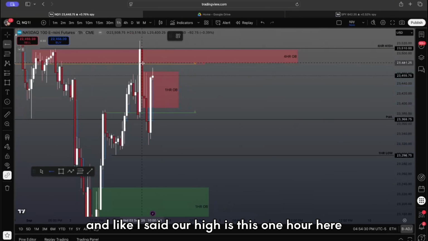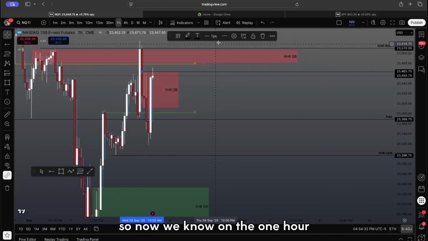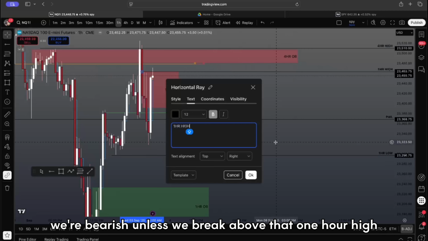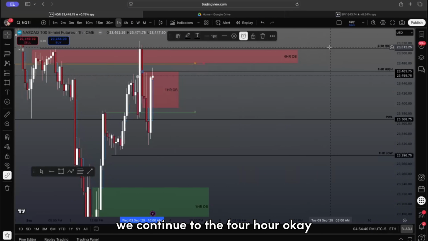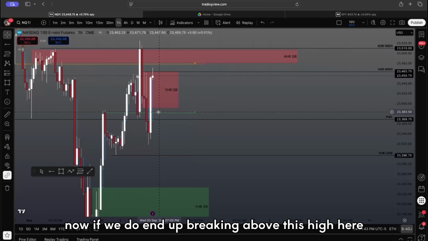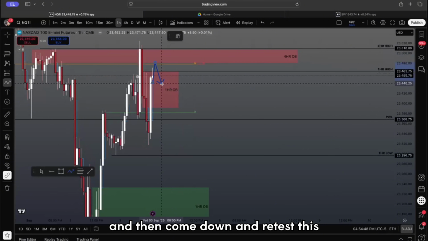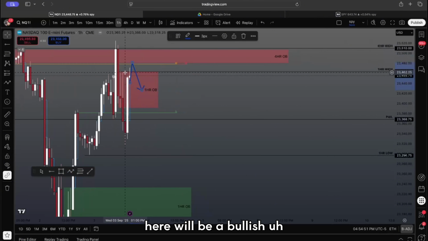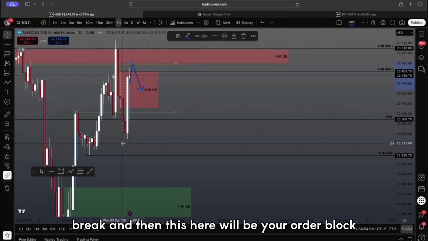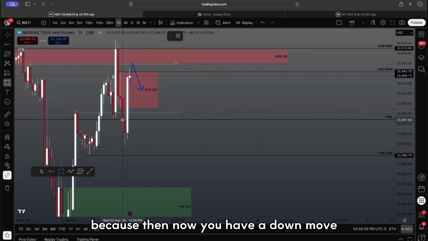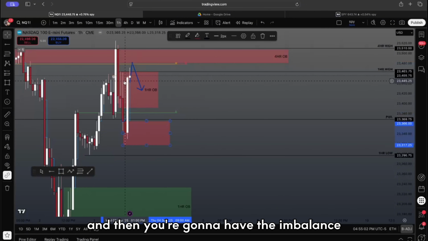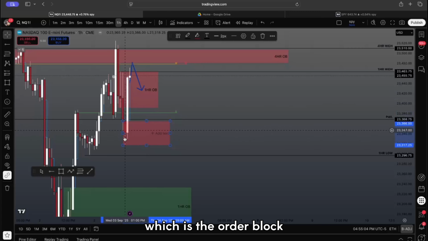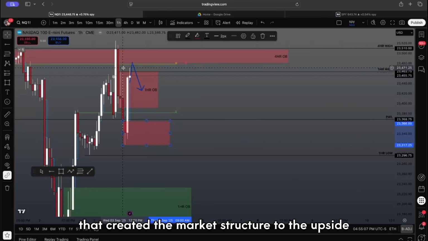And like I said, our high is this 1 hour high here. So now we know on the 1 hour, we're bearish unless we break above that 1 hour high, right? So we have that. If that 1 hour high breaks, we continue to the 4 hour. Okay, now if we do end up breaking above this high here, let's say we break above and then come down and retest, this here will be a bullish break, and then this here will be your bullish order block, right? Because then now you have the down move that's going to create the break, and then you're going to have the imbalance, which is the gap here, and then the low, which is the order block that created the market structure shift to the upside.